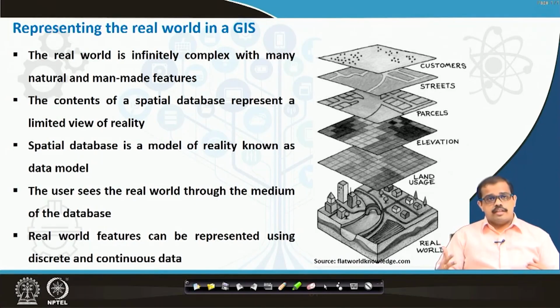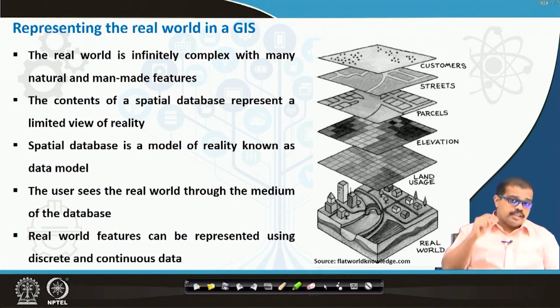Once we convert it to a data model, when you have a spatial database, as I said, it only represents a limited view of reality, because everything is in the form of entities and relationships in the database. So, a spatial database is a model of reality known as a data model. Whenever you are looking at a data model, you are spelling out that this is a model of the reality and is representing the real phenomena. The user sees the real world through the medium of a database.